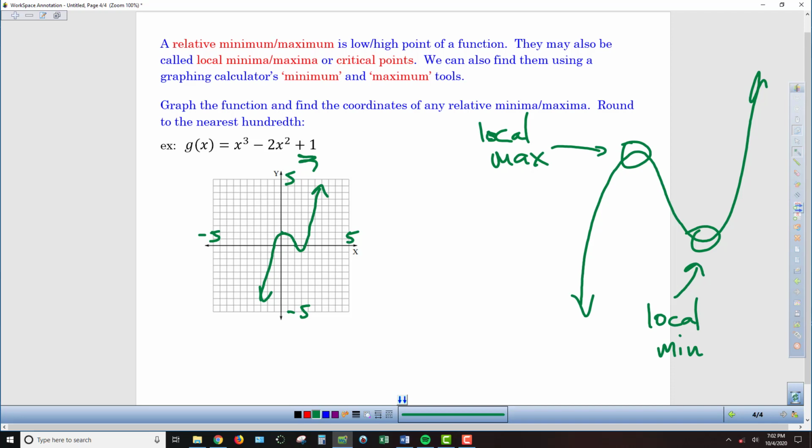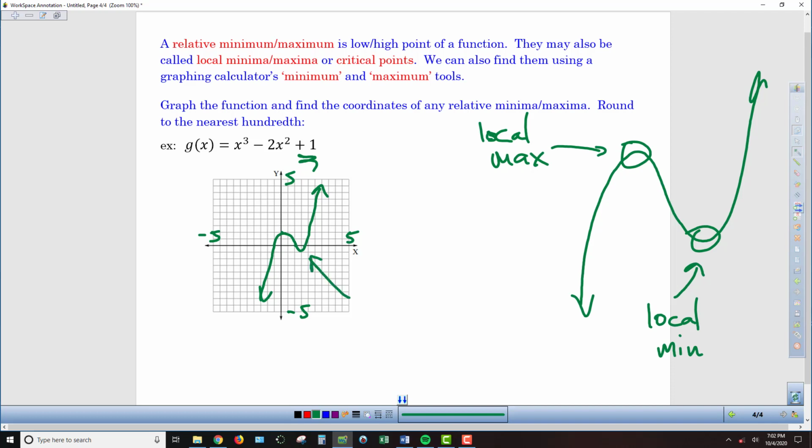So we could find the zeros of this function by using the zero tool on our calculator. We can find the minimum and maximum, the relative minimum and relative maximum points, by using the minimum or maximum tool on our calculator. And so we've done this in class already, but I'm going to let you do it.